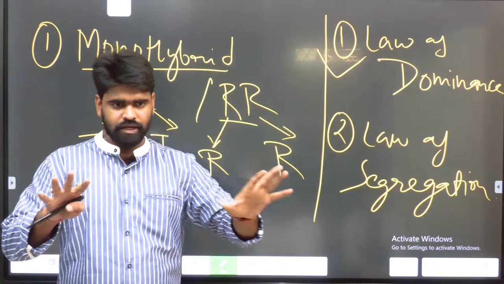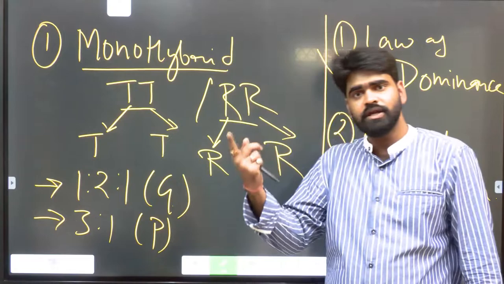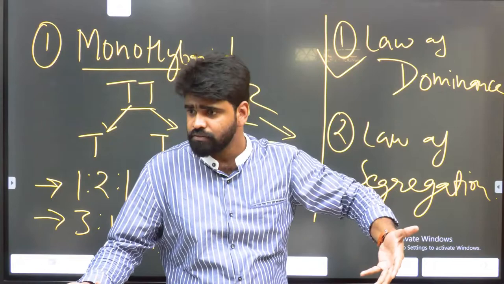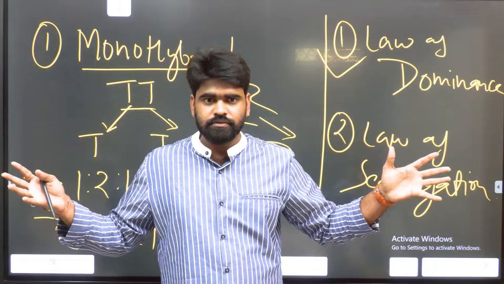Then what did he say under the law of dominance? Whatever character appears in F1 is the dominant character. All the offspring will show the dominant character in F1. So he gave the law of dominance: characters which appear in F1 are called dominant characters. One simple line answer.